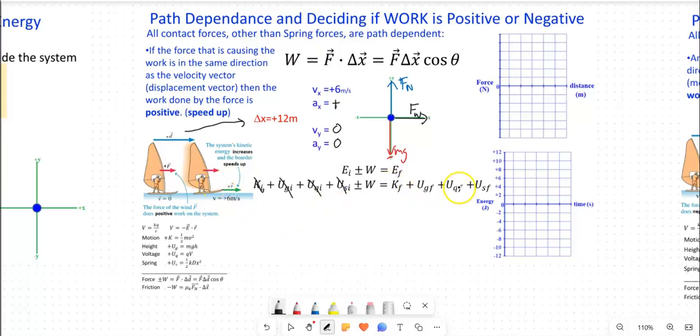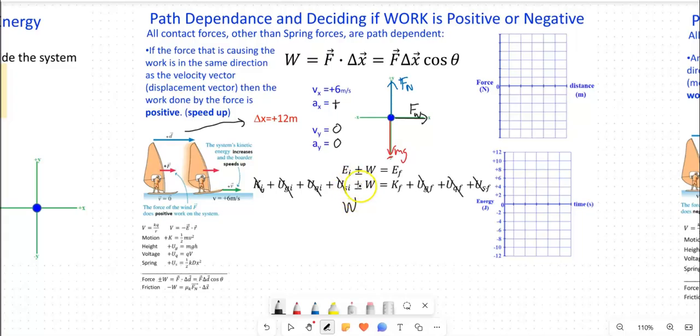Now, let's go to the end energy. Are they moving in the end? Yes. Are they a height off the ground? No. Are there any voltages? No. Are there any springs touching them that are compressed or stretched? No. So here is our equation.